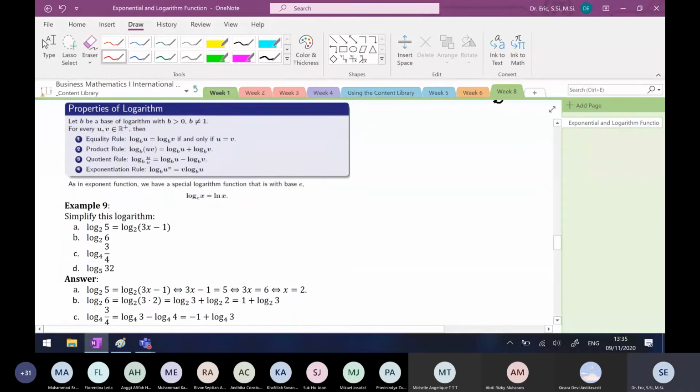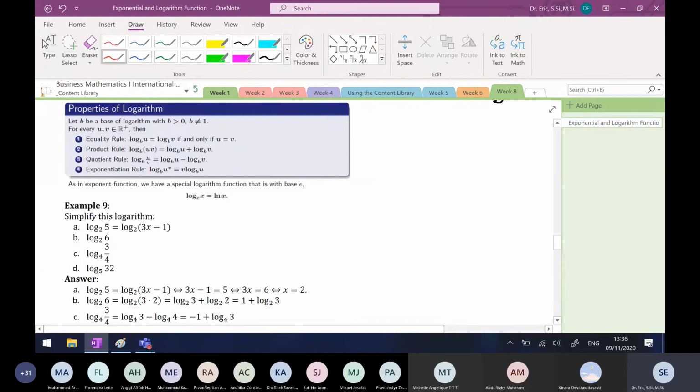Okay, so this one. So I have logarithm 5 with the base 2, logarithm 3x minus 1 with base 2. Okay, so if the base is the same, so 5 should be equal to 3x minus 1. So 3x minus 1 equals 5. And I can do the algebra, and I have x equals 2. Okay, this is the equality rule, the first rule.